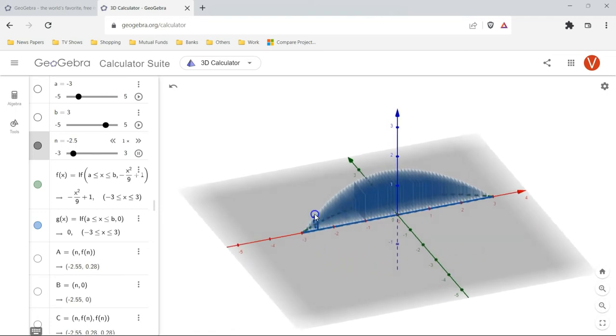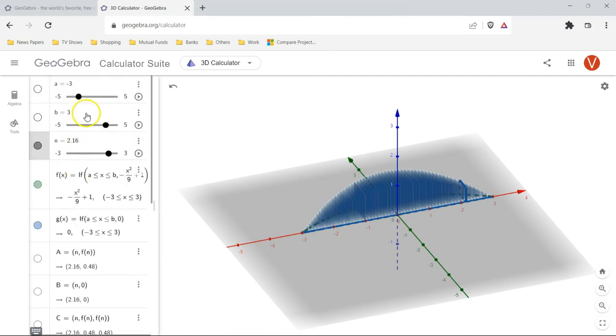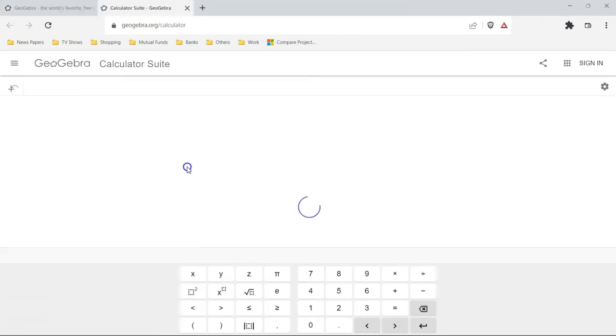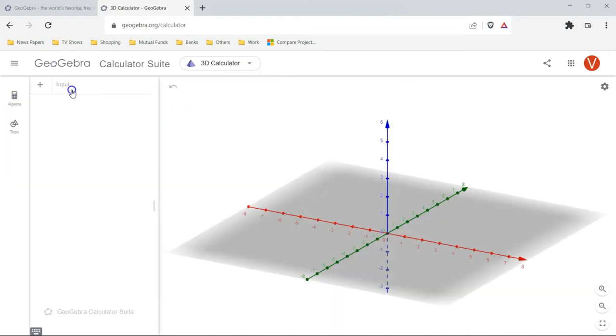And the area of the curve, and this area of the square, we know what the formula is for that. Okay, so this was using squares. Similarly, we can do this with respect to triangles. Now let's see how we can do the same thing using triangles rather than squares. So again, we go to GeoGebra, go to 3D calculator, and let's start.